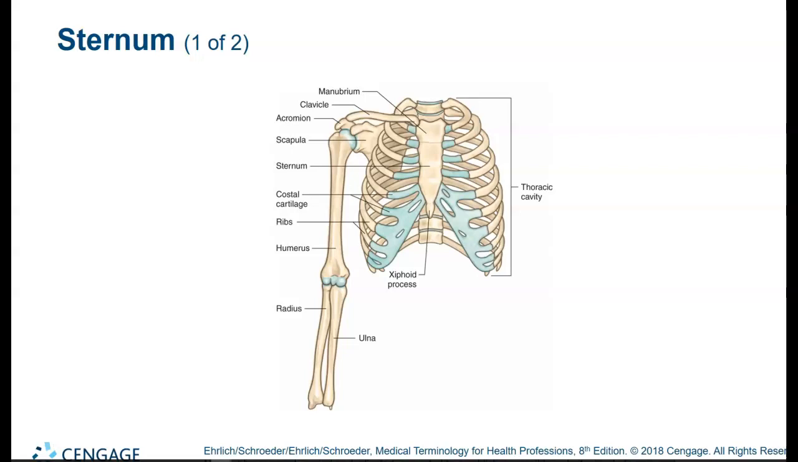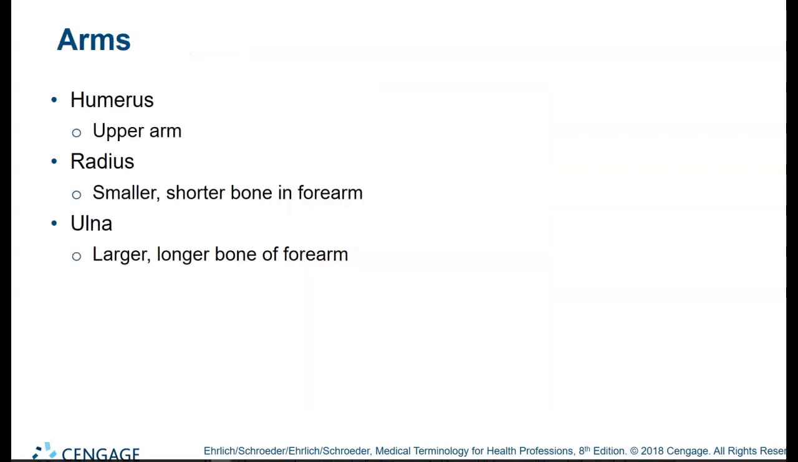We're going to look at the bones of the arm. You can see here the long top bone is a humerus. Notice the spelling. It's not O-U-S, it's just U-S. The radius and the ulna. The radius is on the thumb side. The ulna is on our pinky side.